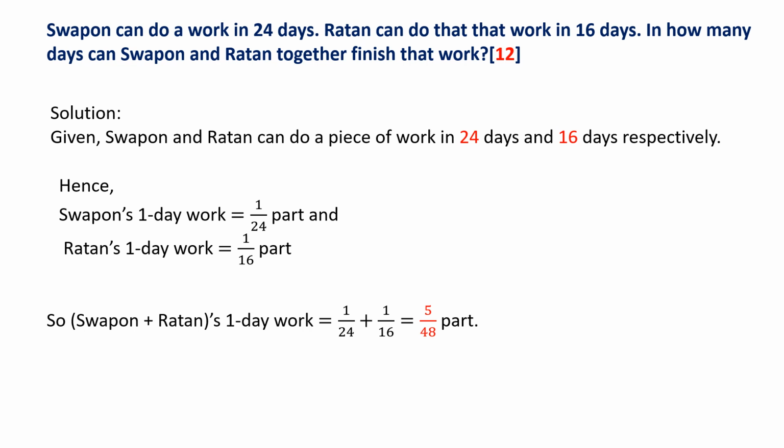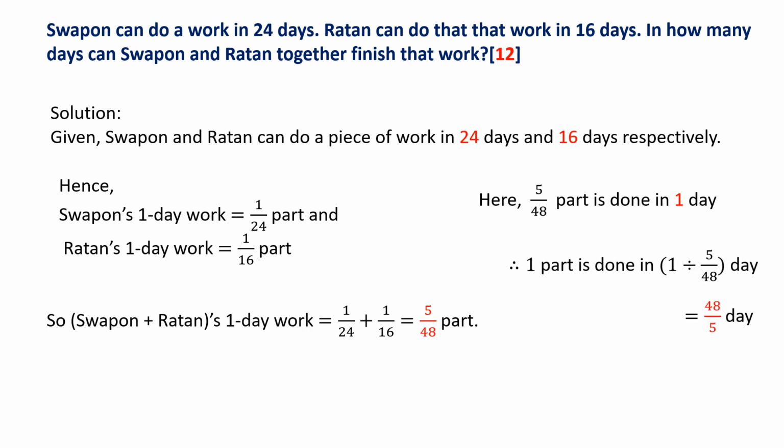Yeah, it is 5 divided by 48. Okay, now 5 divided by 48 part is done in one day. That means one part is done in 48 divided by 5 days. Those of you who do not want to choose the second part, that means 5 divided by 48 part in one day and one part in 48 divided by 5 days.